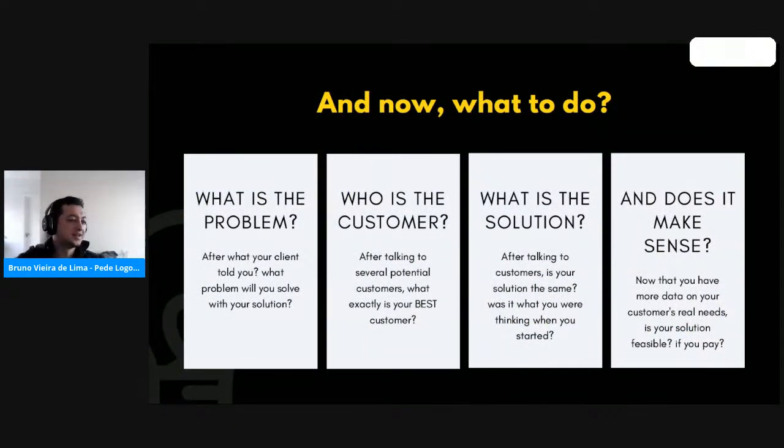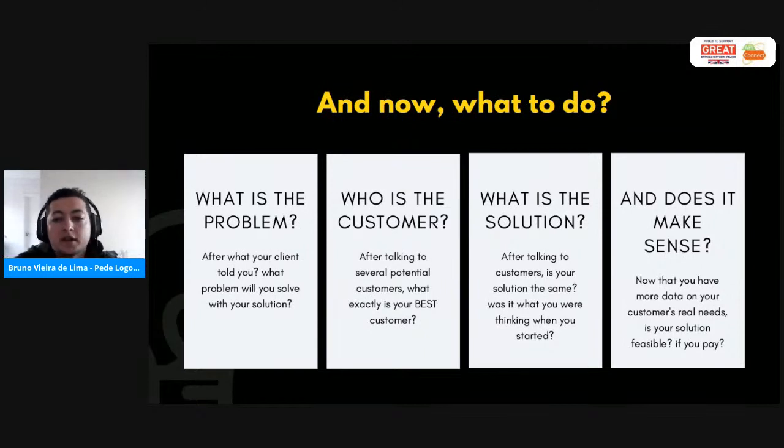And now, after the interviews, after the results, after the meeting with your team, what to do? At first, analyze interview by interview and see the agreement or disagreement among the interviewees. Analyze their opinions.